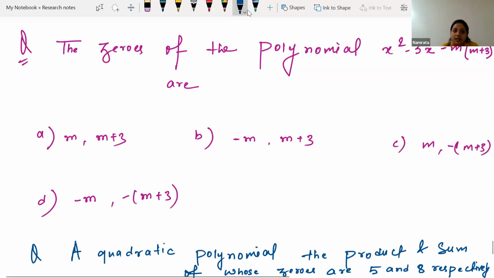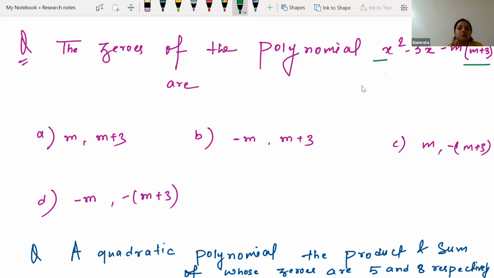The concept which we apply while splitting the middle term: we do the multiplication of A and C, right? This is in the form of ax square plus bx plus c. Whatever we get as AC, we try to break, and after adding or subtracting the factors, we try to get the middle term. That's called splitting the middle term. The same method we are going to apply here.